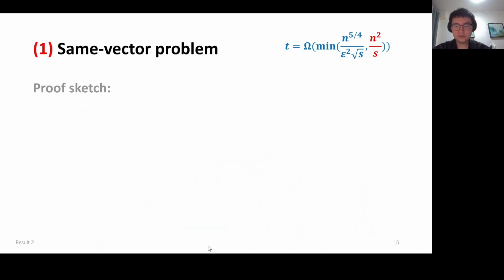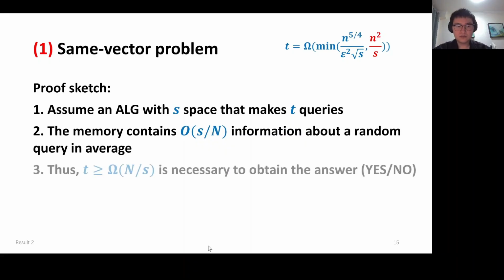So here is our proof sketch. We assume an algorithm with S space that makes T queries. Before making each random query, we show that the memory at that moment contains at most S over n bits of information about the next random query on average. Intuitively, this is because the next random query is uniformly random, and we only have S bits of memory.